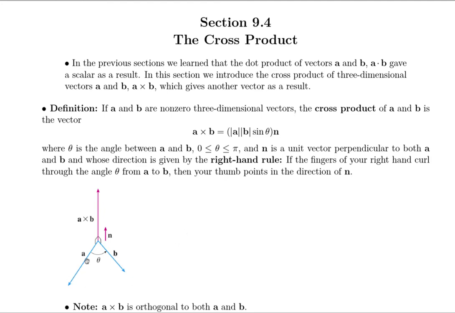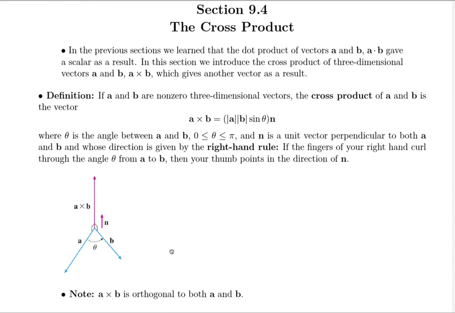And so here's the picture you want to look at. Here's A, here's B. Maybe imagine those in the XY plane, just to give us a point of reference. If you take their cross product, you're taking the magnitude of each times the sine of the angle between them, and that gives you a scalar, and that scalar you're multiplying by this unit vector n that is perpendicular, or orthogonal, to both of those.